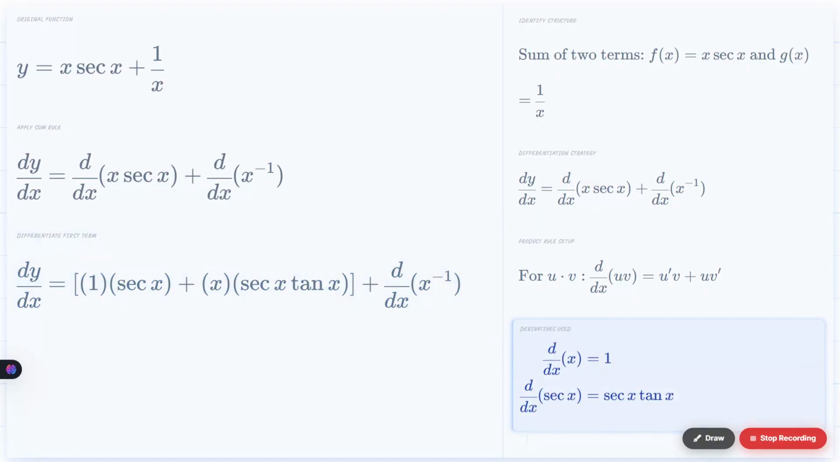We note that the derivative of x is 1 and the derivative of sec x is sec x times tan x. We do this to find the pieces we need for our answer. These are the standard math rules for these specific parts.